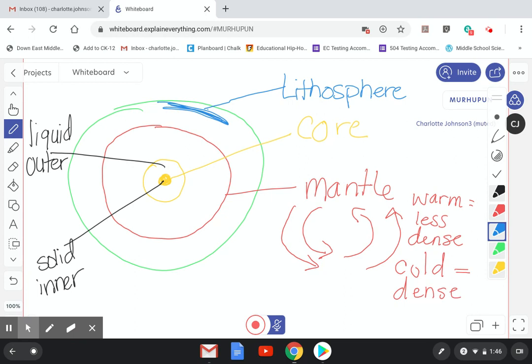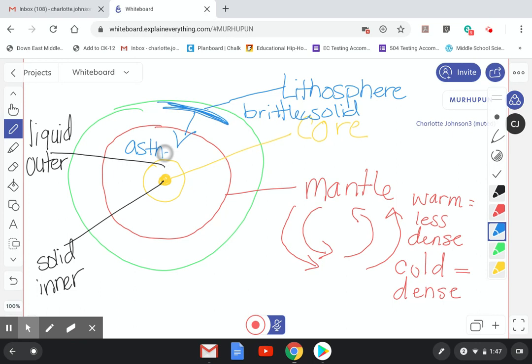It's typically brittle, and it's solid. We know that. And it's easily cracked and broken. Now, the asthenosphere is below that. The asthenosphere is going to be considered the upper mantle. It's solid, but it can flow and bend.